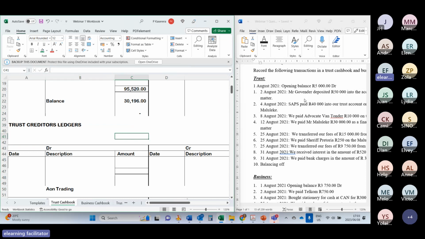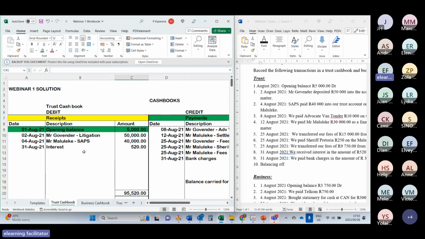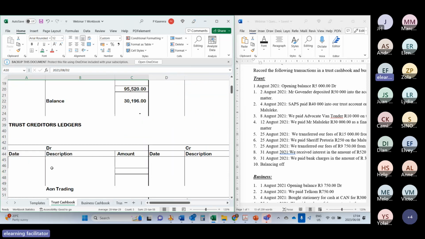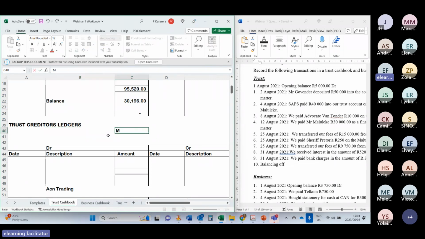Our first transaction: we've got a Mr. Govender depositing 50,000. Him depositing means the account is receiving, so it's on the debit side. So when we come to Mr. Govender's ledger, we are now creating ledgers.